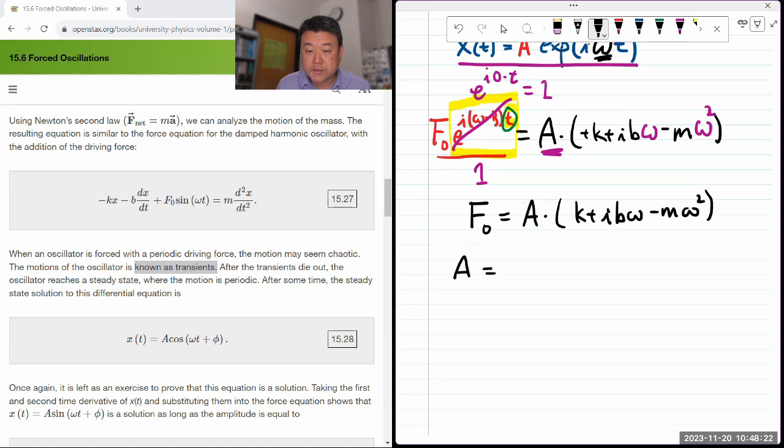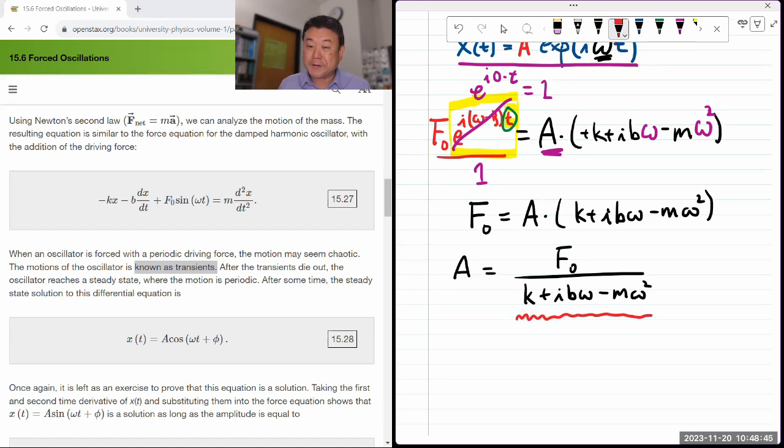Solving for A, that's equal to the driving force divided by the spring constant plus i b omega minus m omega squared. So I think you see a couple of interesting things. One of which is this right-hand side here. It looks like that's a complex number.